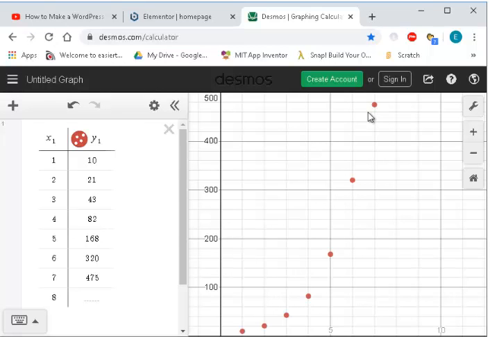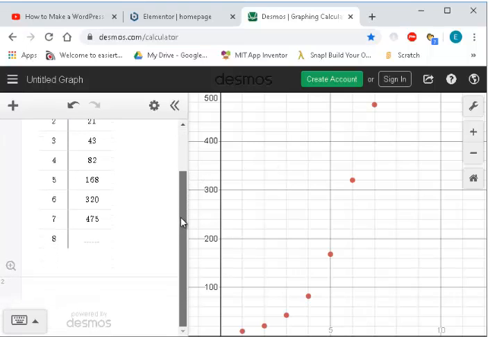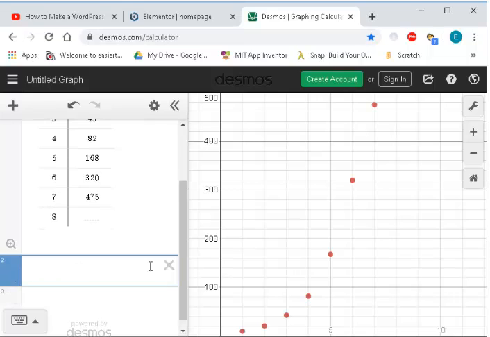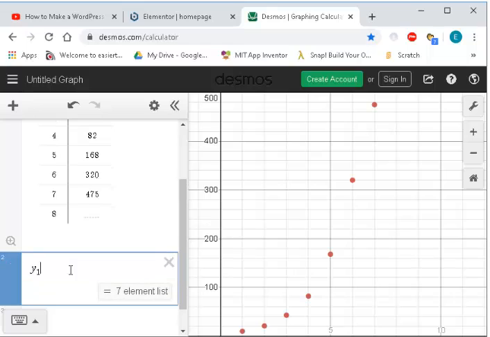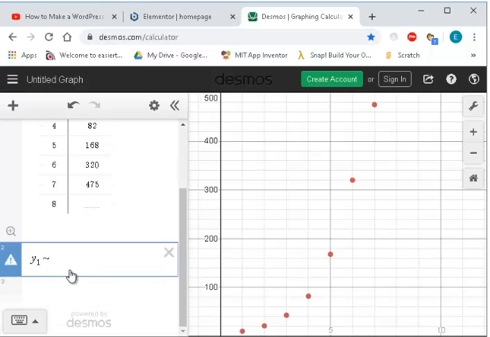Okay, back to Desmos. This is the table of values here, and this is our scatter plot. Now the question is how am I going to use Desmos to do regression analysis here? Click on the empty or blank row here, and we know that in general the equation of a line is y equals mx plus b. So start typing y and then number 1. Then it's going to make it y subscript 1. Then instead of using the equal sign, use this character, tilde.